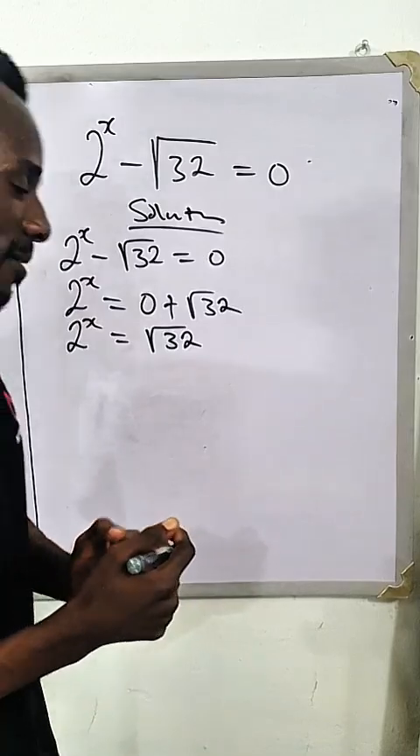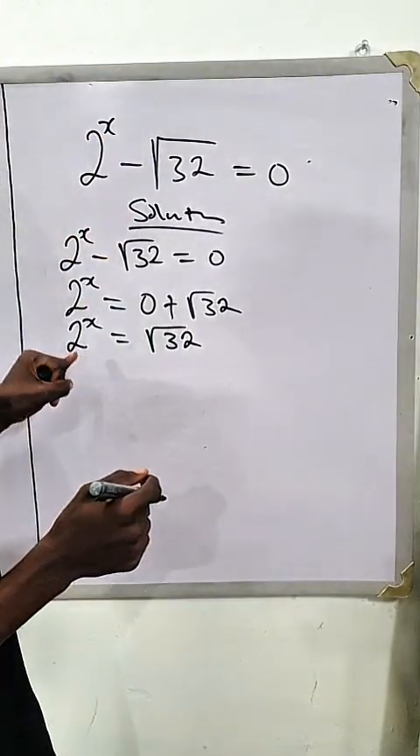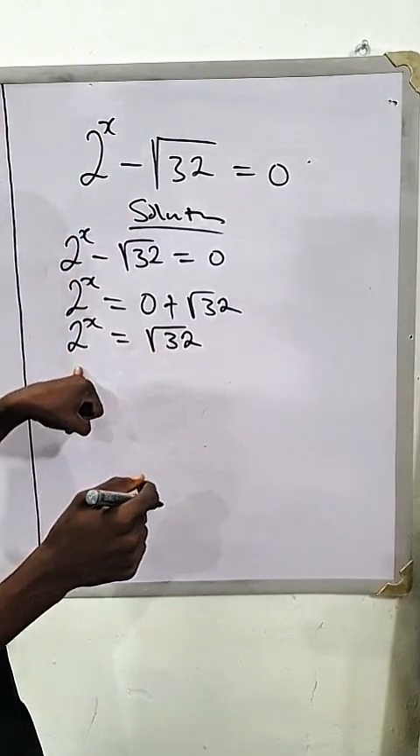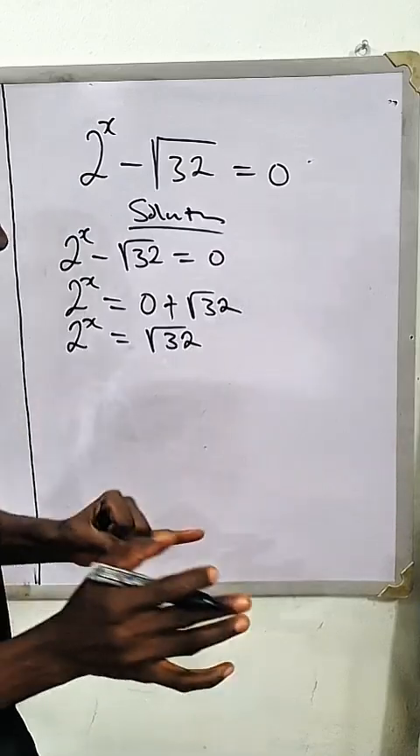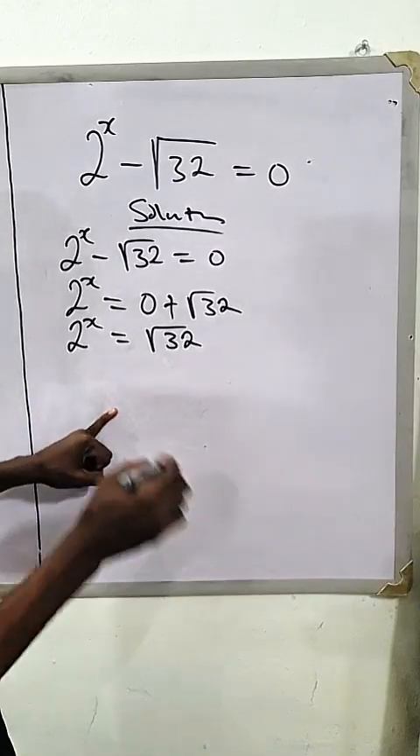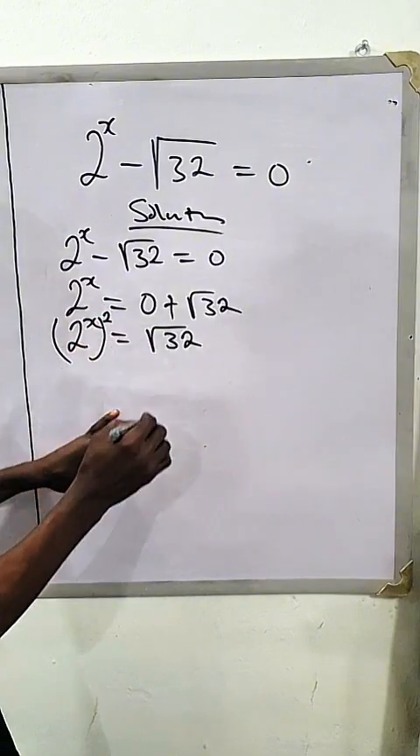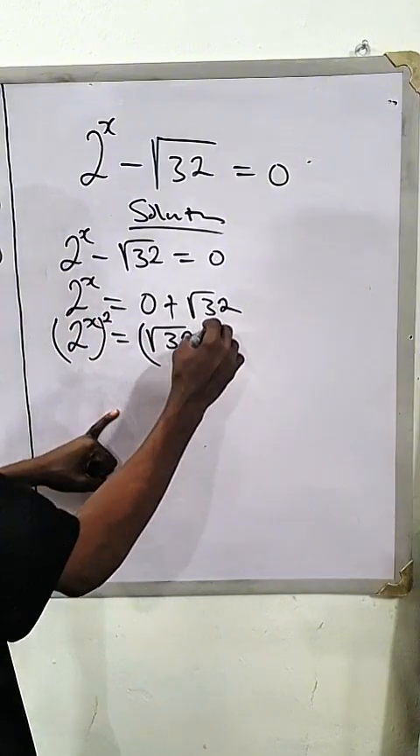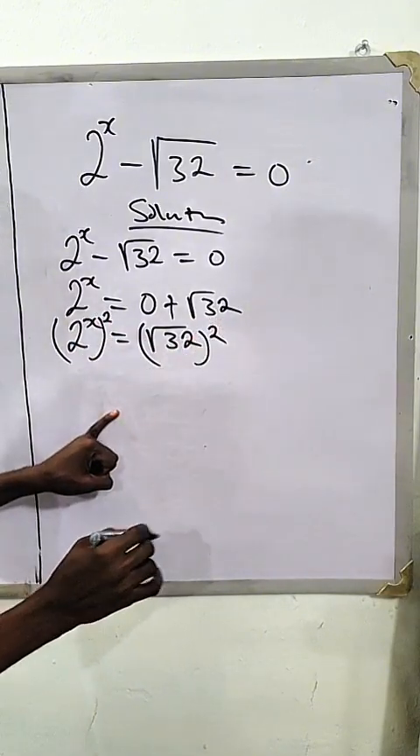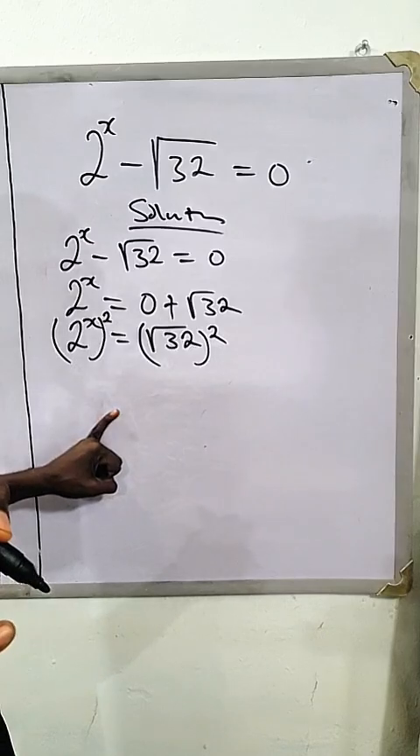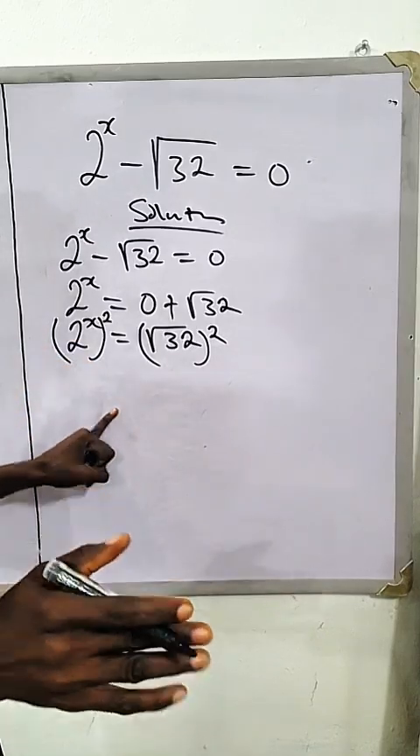What do we do next? We are having roots here, no root here. What we have to do is to square both sides of the equation. Here, square, square. Here, square. Do you get? Now remember the multiplication law, the power law of indices.